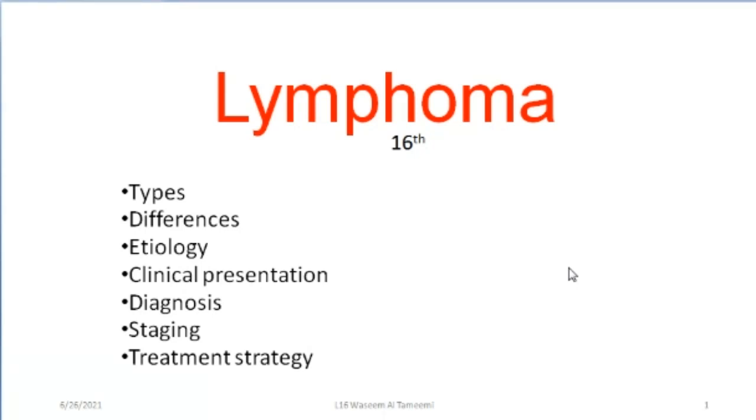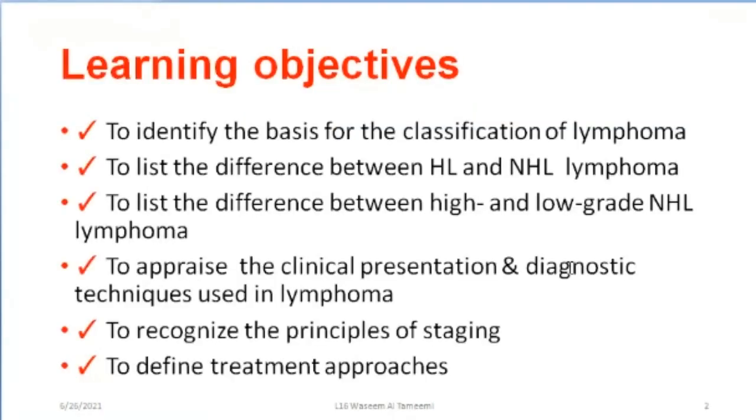that's just the outline of treatment strategy. The second slide is the learning objectives: to identify the basis for classification of lymphoma; to list the differences between Hodgkin and non-Hodgkin lymphoma, هاي مهمه جدا نحفظها; to list the differences between high grade and low grade non-Hodgkin lymphoma, هاي مهمه جدا نحفظها; to appraise the clinical presentation and diagnostic technique in lymphoma; to recognize the principle of staging, it is very important to the clinical approach; and to define the outline of treatment approach.